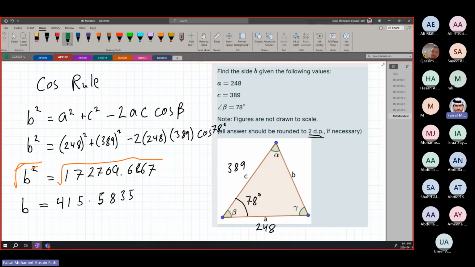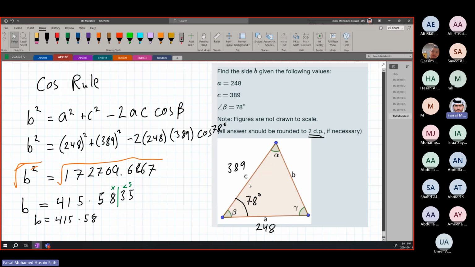So rounding, this is less than 5, so we'll do nothing here. Our number is 415.58. This is our b value. Okay, that's how you will solve this problem. Again, I identified that I have a side and a side here, and the angle is the angle that is between them. So instantly I know it's cosine rule because the angle given is the angle that is between them. If any other angle was given, I would be using sine rule.